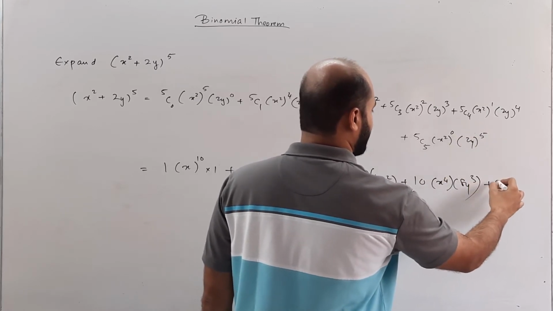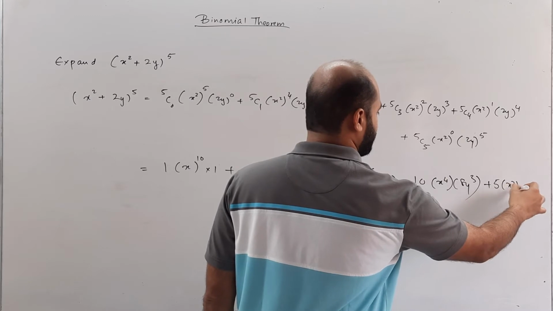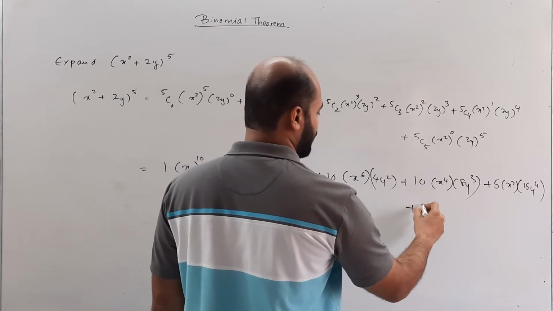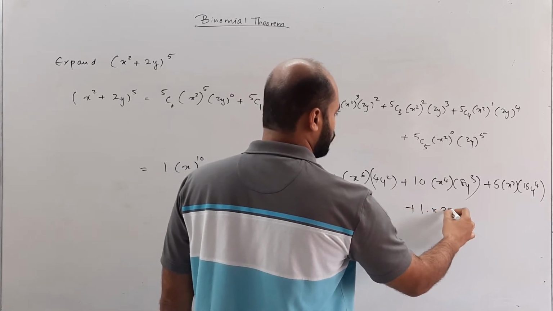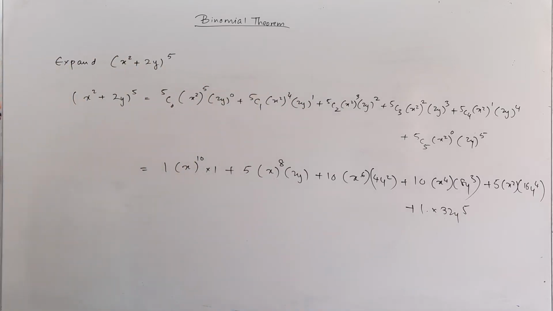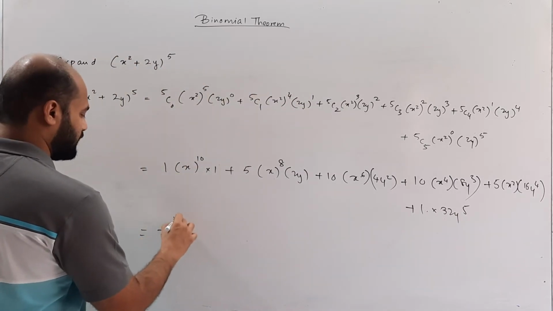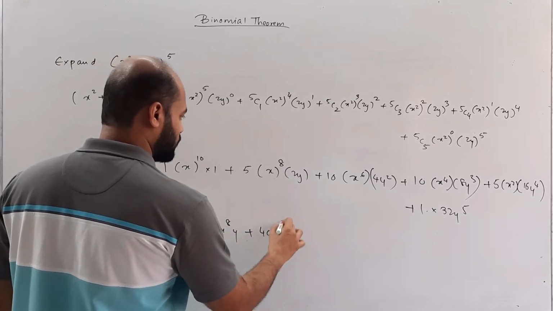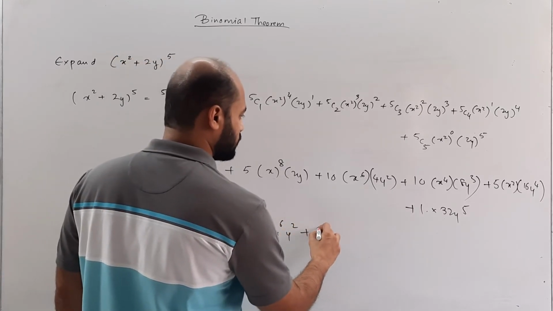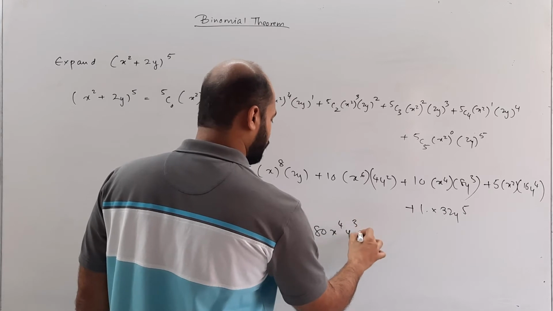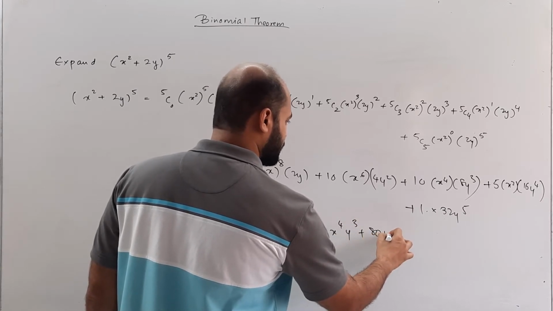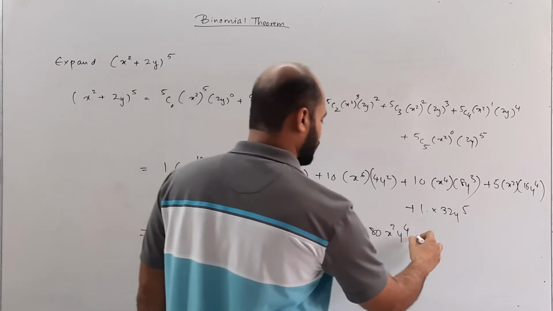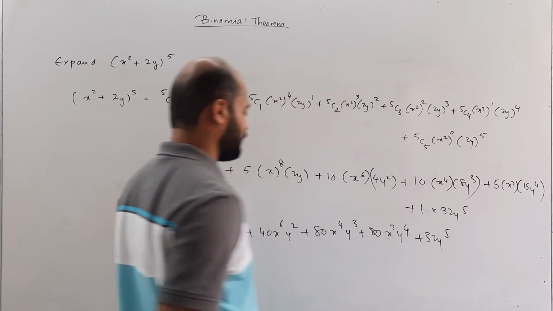This one we can write as 5 x square 16 y raised to 4. Lastly, this term, which is going to be 1 into 32 y raised to 5. Final expression is going to be x raised to 10 plus 10x raised to 8y plus 40x raised to 6y square plus 80x^4y cube plus 80x square y raised to 4 plus 32 y raised to 5. So that is the answer of this question.